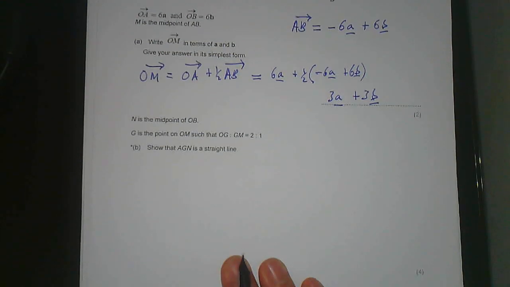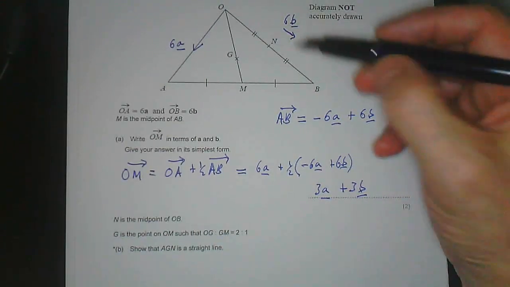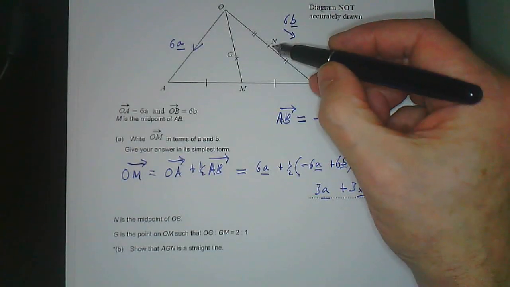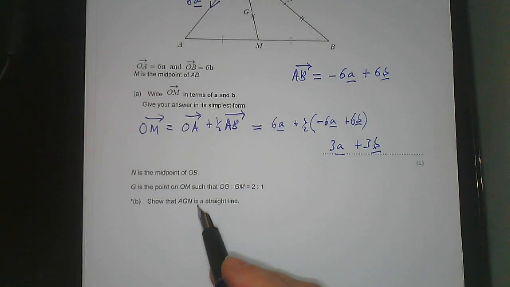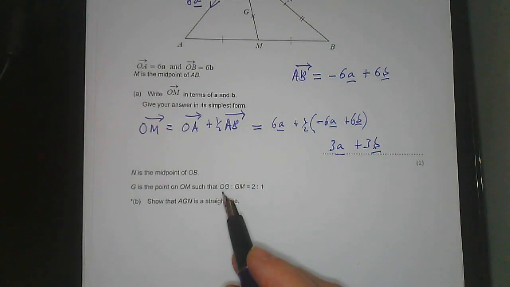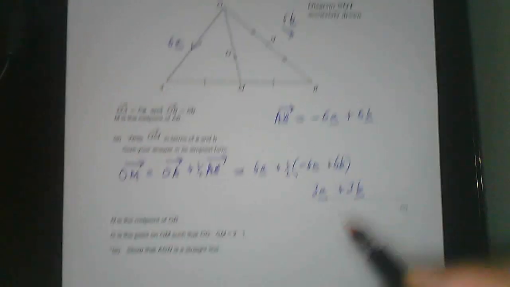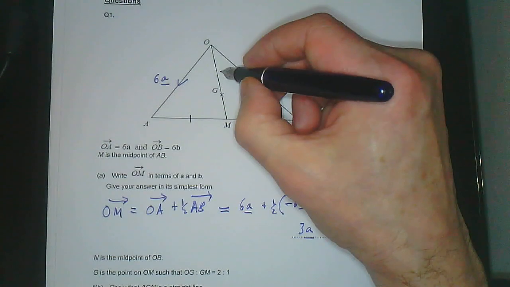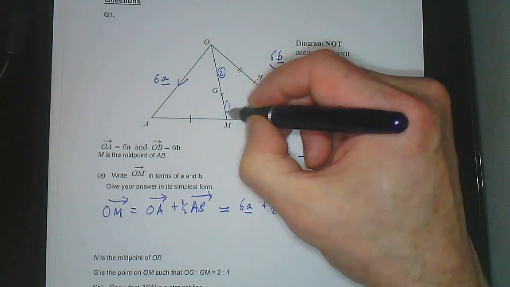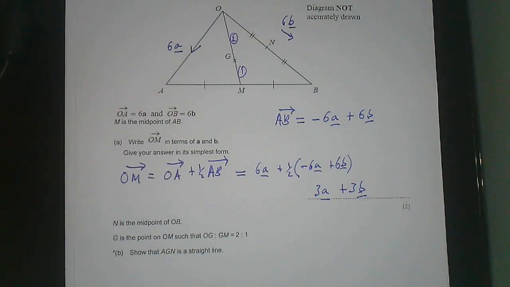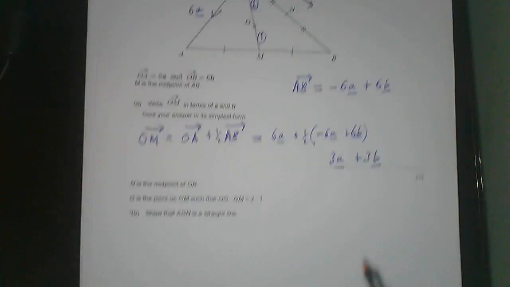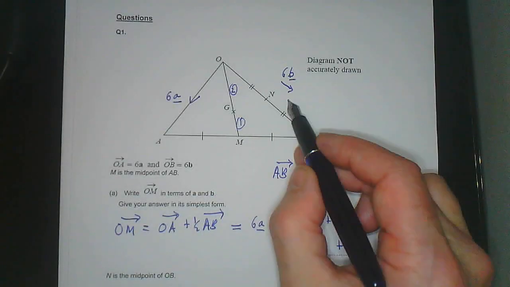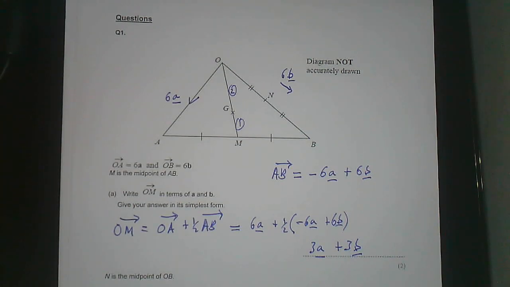It now says N is the midpoint of OB. So N is the midpoint of OB. So here to here, N is halfway. And it says G is a point on OM such that OG to GM is 2 to 1. So I'm going to write that in here. Just going to write 2 to 1. So that's the ratio of these two lengths here. And the question says, show AGN is a straight line. AGN is a straight line is what we need to show.